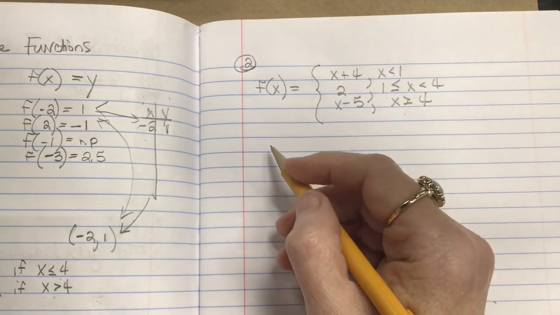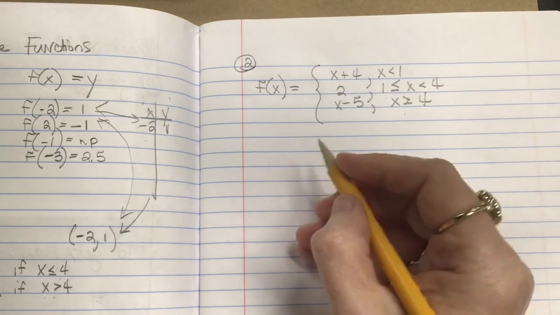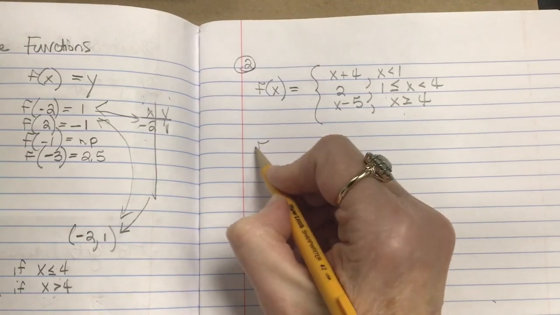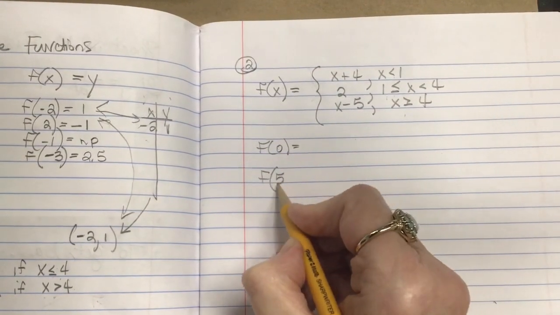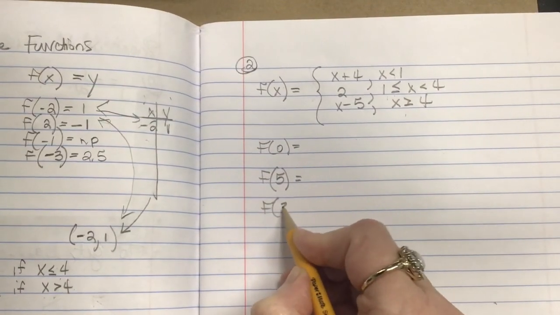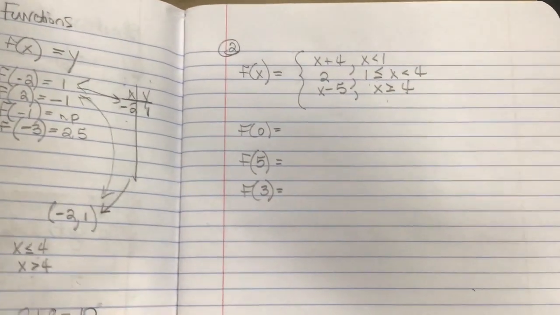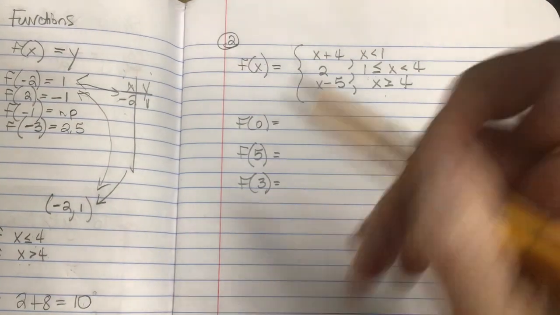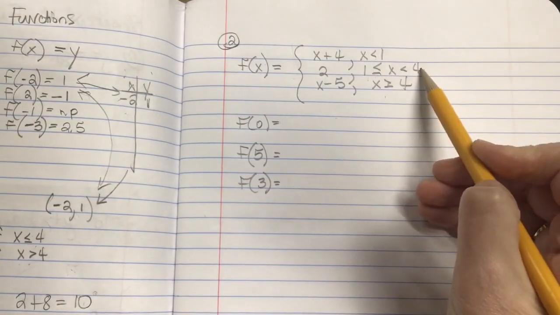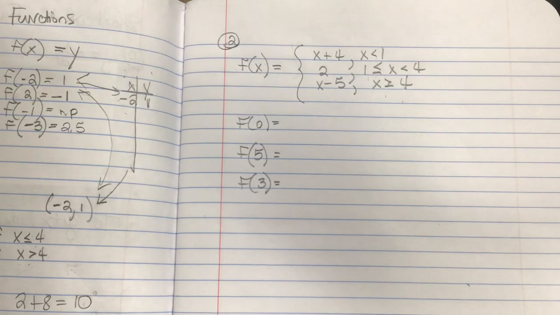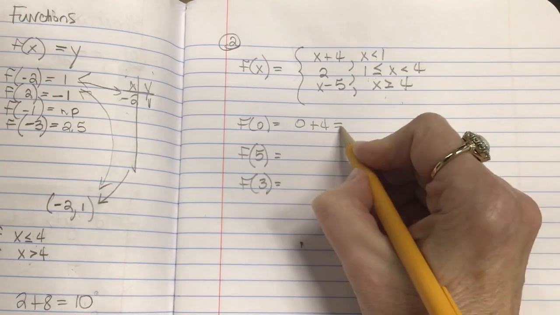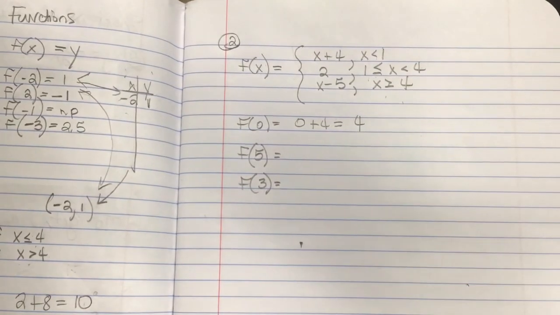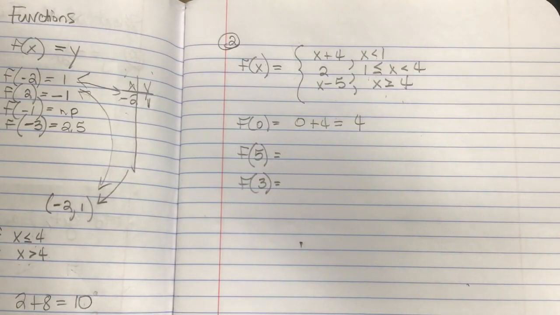So we're going to do f of 0. We're going to do f of 5. And we're going to do f of 3. So now which part of the problem is 0? Is it less than 1, between 1 and 4, or bigger than or equal to 4? Less than 1. So we've got 0 plus 4, which is 4. So (0, 4) is your y-intercept. That's where it's going to cross.